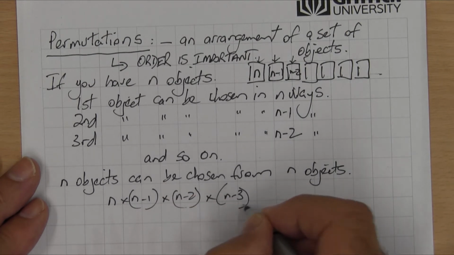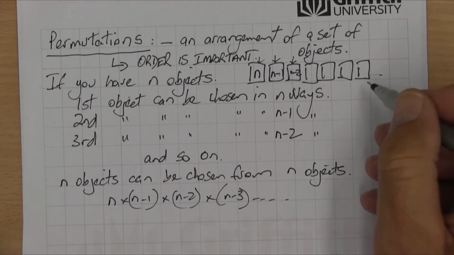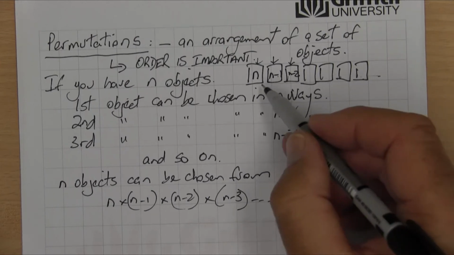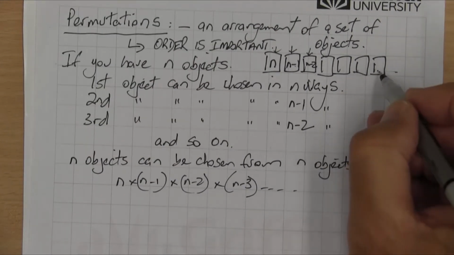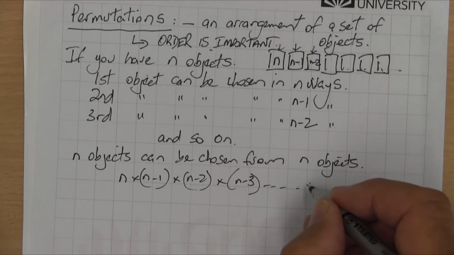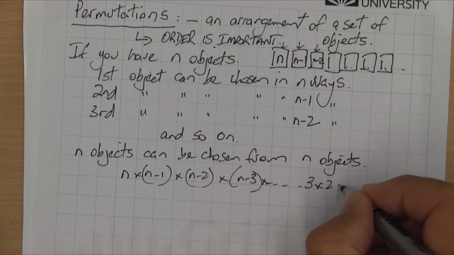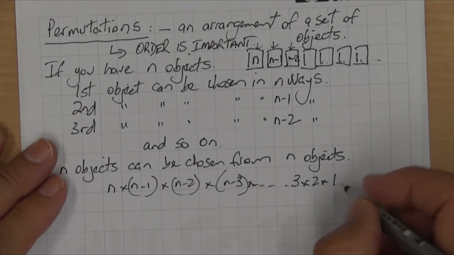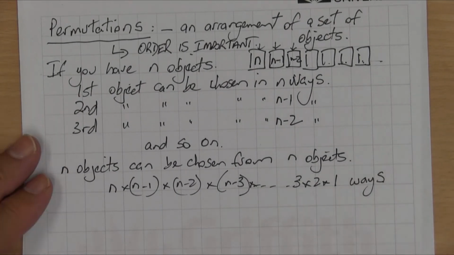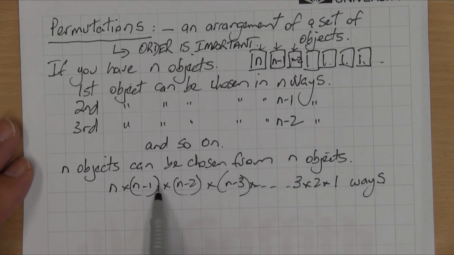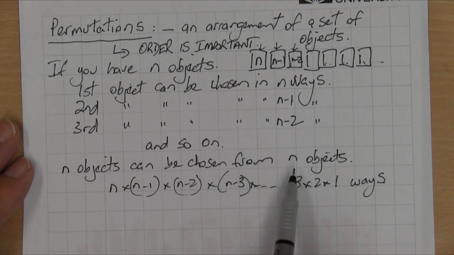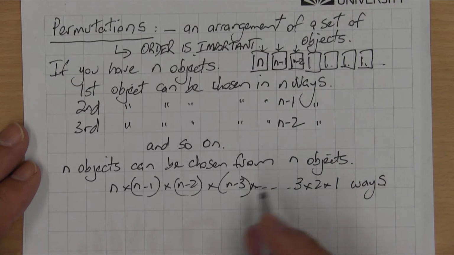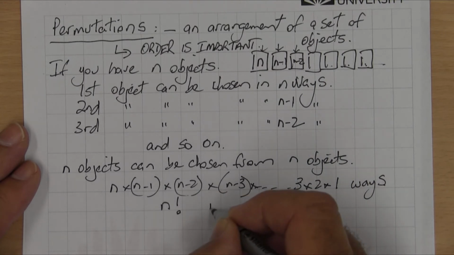times n minus 3. What's going to be the last one here? If there are n, this must count up from 1 to n. So the last one's going to be 1, this will be 2, this will be 3. So these are all multiplied, 3 times 2 times 1, depending on what value n will take. Ways. So given that you've got n objects, if you want to choose n of them, there are that many ways of choosing n objects. This is a definition for what we call n factorial.